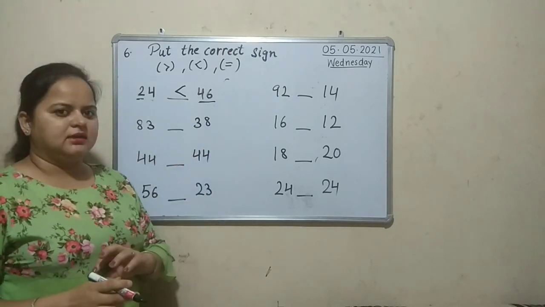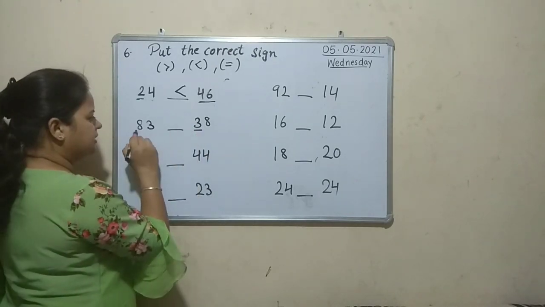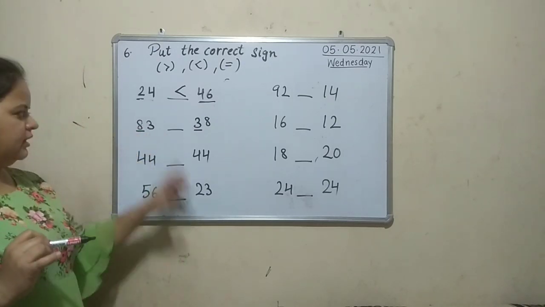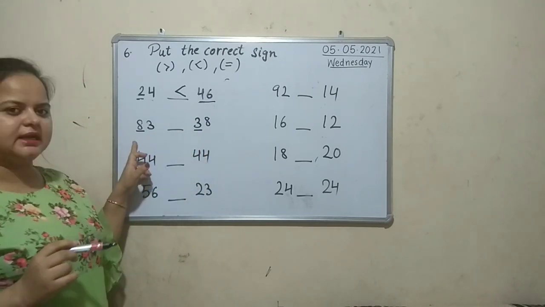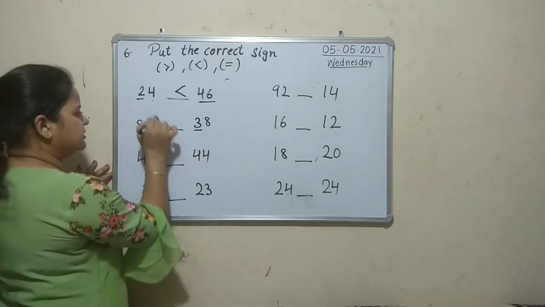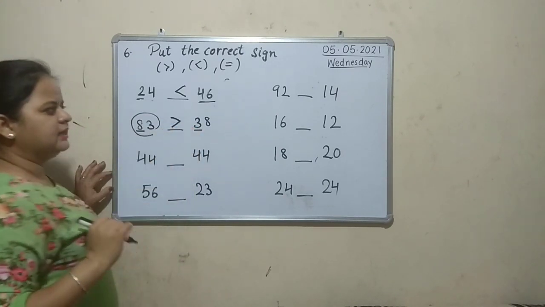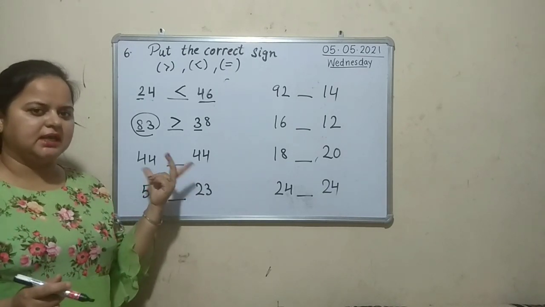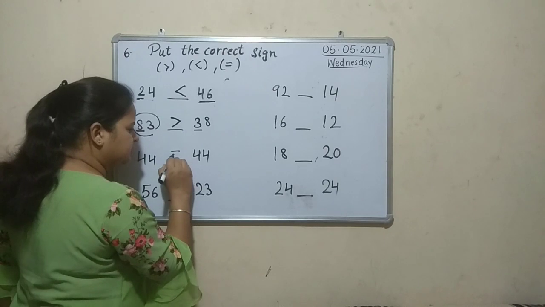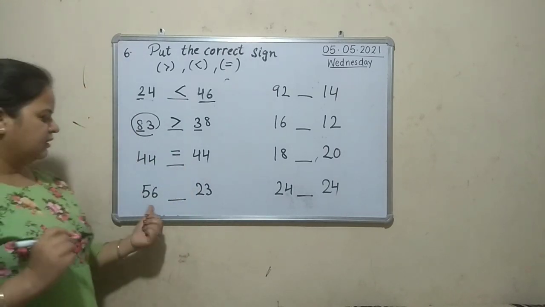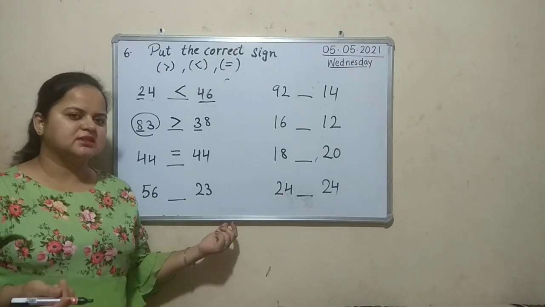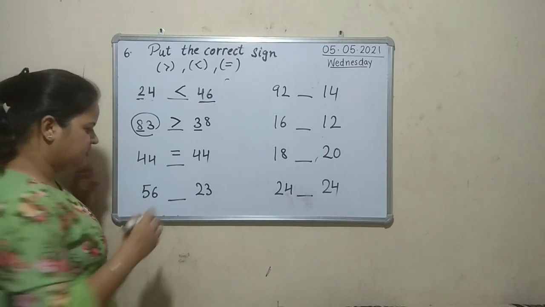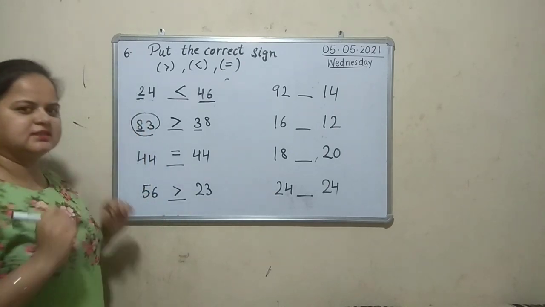83 and 38. Again we will look at the tens placed number 8 and 3. Here the 3 is smaller and 8 is greater number. So the 83 is greater. So we will put the sign like this. 44 and 44. The both numbers are same, means equal. So we will put the sign of equal. 56 and 23. Which is greater number? 56 or 23? Very good. You all are intelligent. 56 is greater. Very good.